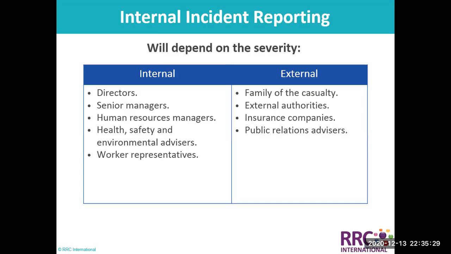Internal incident reporting will depend on severity, internal and external. Directors, senior managers, human resource managers, health and safety and environmental advisors, and workers' representatives are internal. External would be the family of the casualties, and then external authorities, like reporting to local authorities and reporting to the press. If there is a casualty or major spill, then you also report to insurance companies, public relations advisors, and what have you.